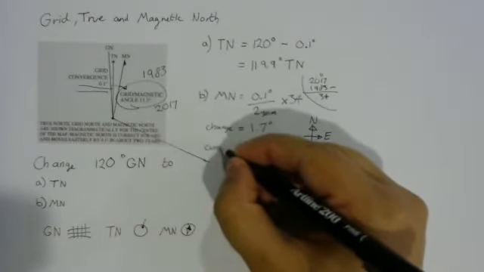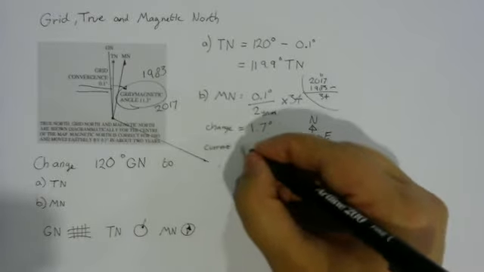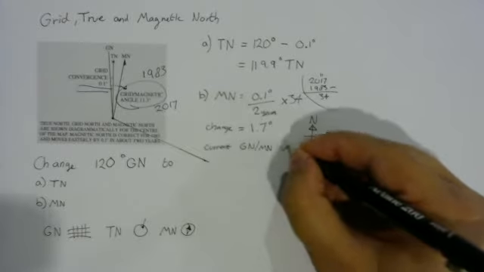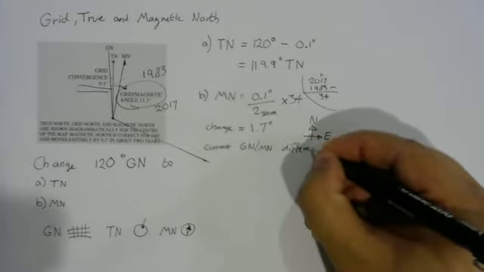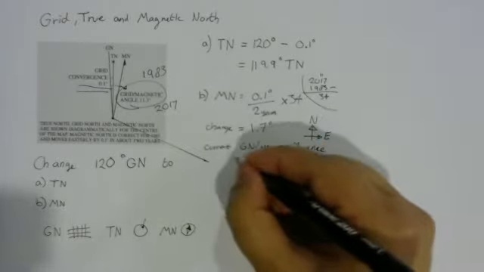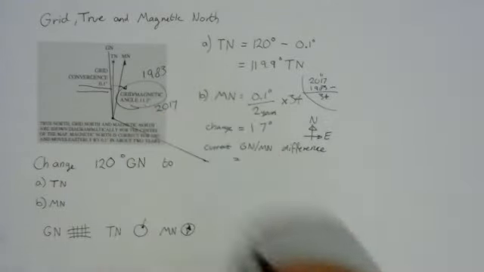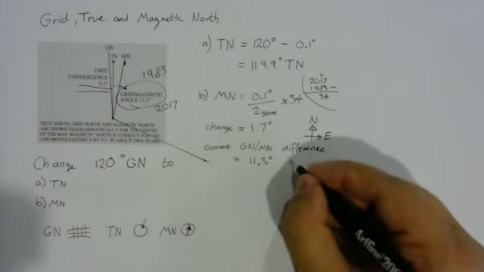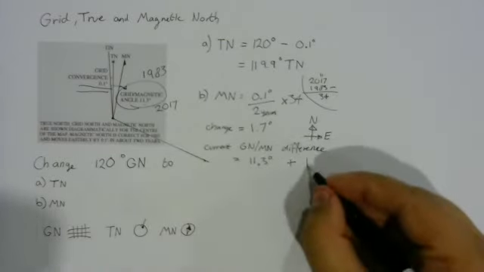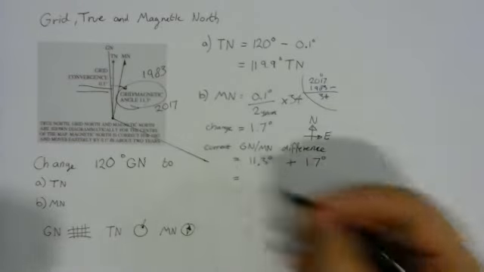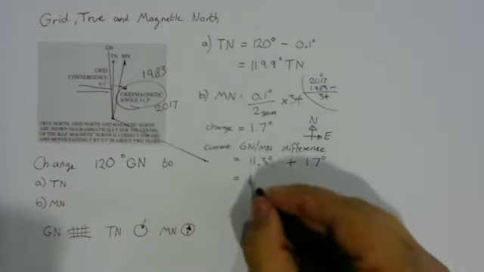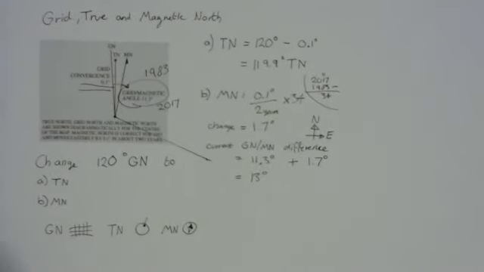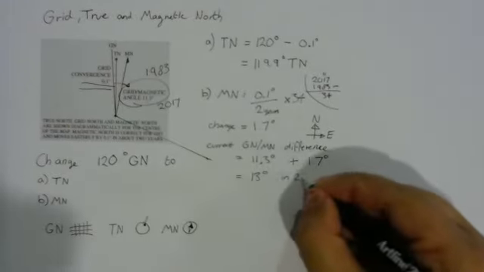So the current grid north magnetic north difference is equal to the difference in 1983, which is 11.3 degrees, plus the change, which is 1.7 degrees. And that gives us a very nice flat 13 degrees change in 2017.